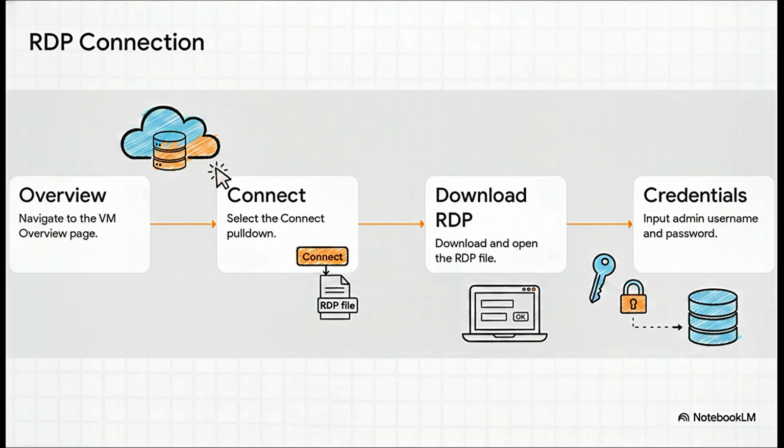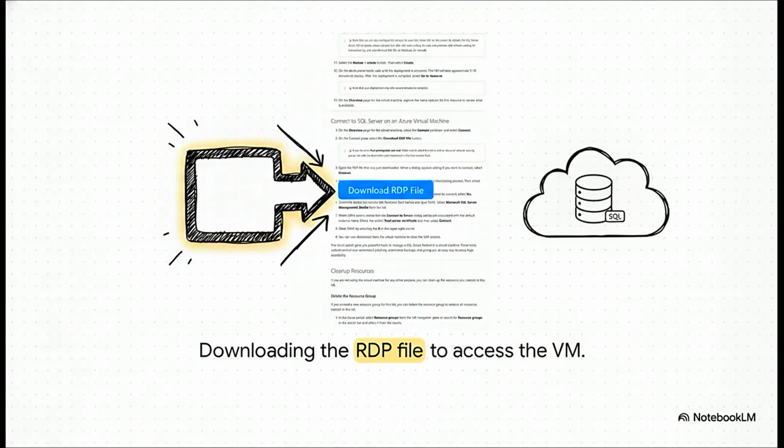Getting connected is super streamlined. Right from your VM's overview page, you're just going to hit the Connect button. That lets you pull down a remote desktop protocol, or RDP, file straight to your local machine. You just pop that file open and punch in those admin credentials I told you to write down earlier. You're going to use the Download RDP file option provided in the portal. That downloaded file is literally your keys to the kingdom.